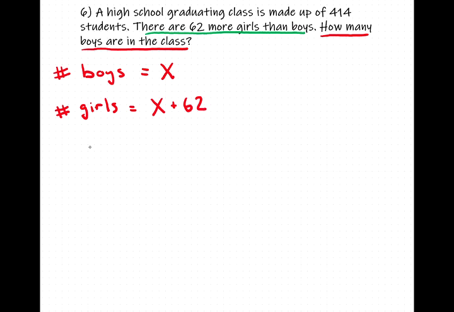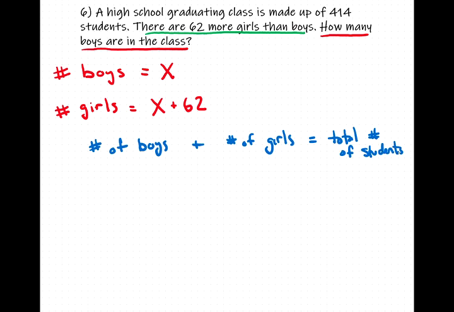And so from the problem, we know that the number of boys plus the number of girls should equal the total number of students. And so now we can translate this thought into a mathematical equation. Well, the number of boys, we're calling that x. The number of girls, we're calling that x plus 62. And the total number of students, that's given. That's 414.